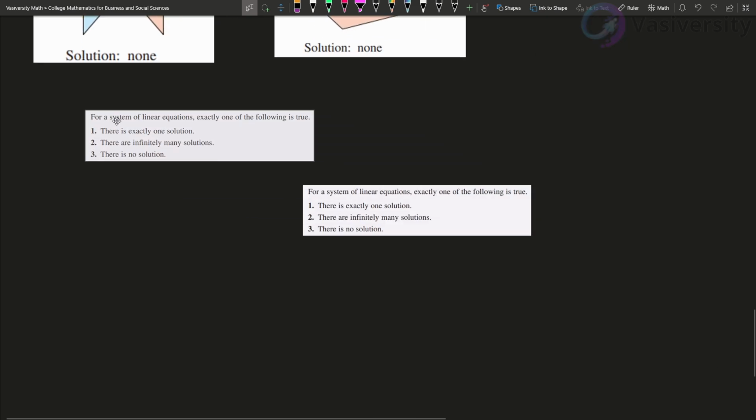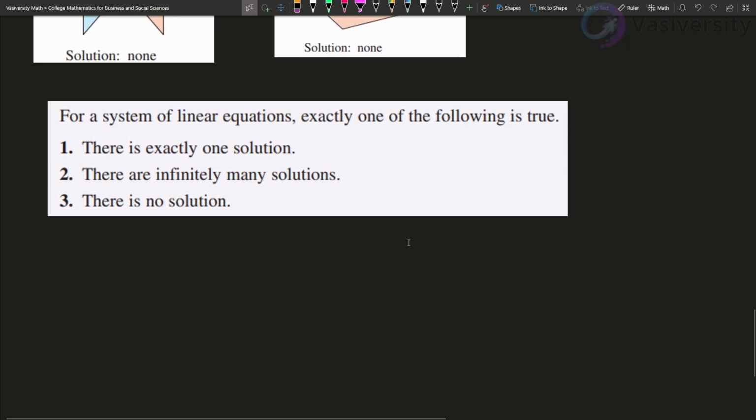Either 1, there's exactly 1 solution. 2, there are infinitely many solutions, as for example, a plane is the solution, or a line is a solution, where we weren't able to actually simplify one of the variables. So we had to express one variable in terms of the other, and that's going to remain as the solution. And the third case is, of course, there are no solutions.